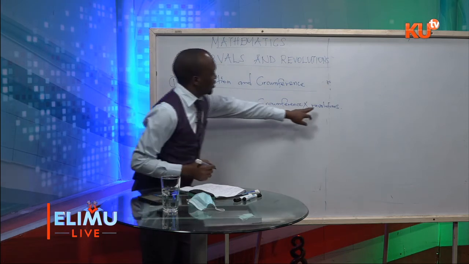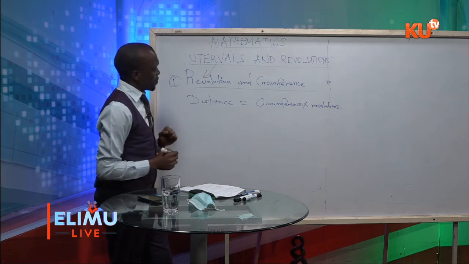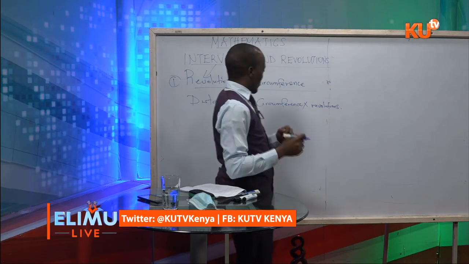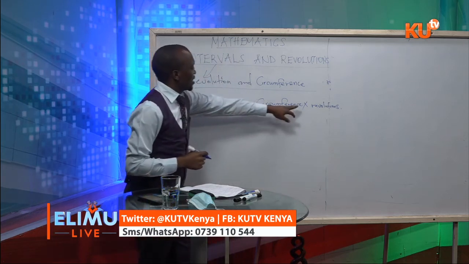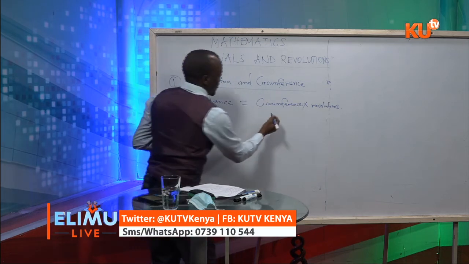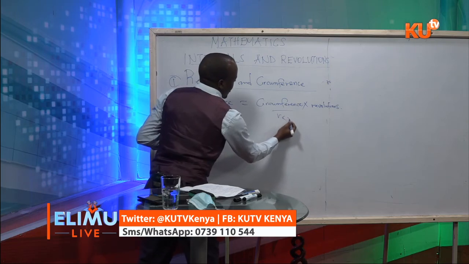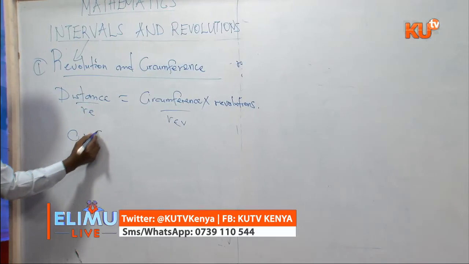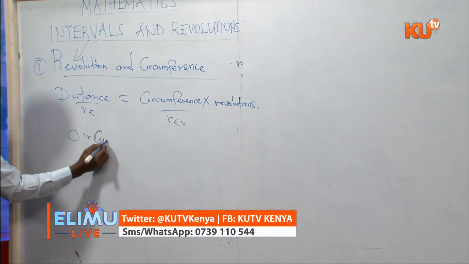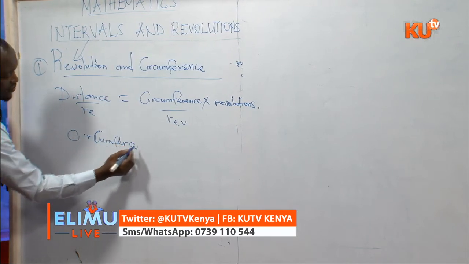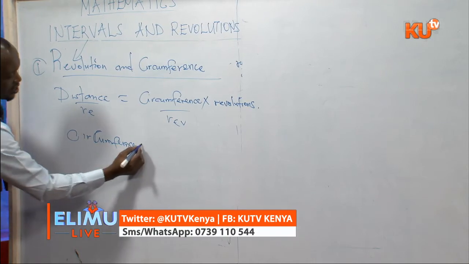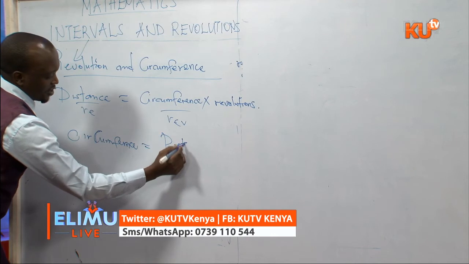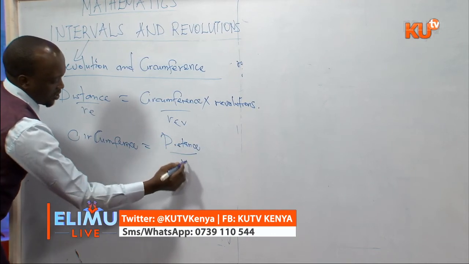Like if you want to get the circumference now, if you did fractions, and I saw the previous lesson was about fractions, you'll simply divide this side by revolutions and this side by revolutions, meaning that to find circumference, we shall say that circumference is equal to distance over revolutions.